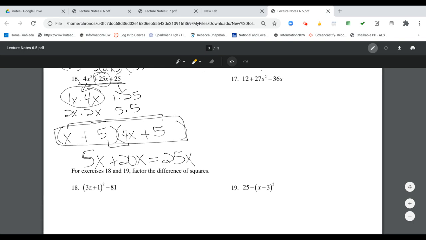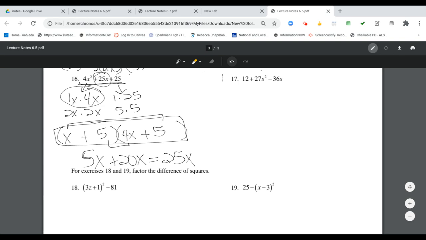So these are my factors. Notice they are not exactly the same. I have an x plus 5 and a 4x plus 5. So just because your first term and your last term are perfect squares, that doesn't mean that they are always perfect square trinomials.